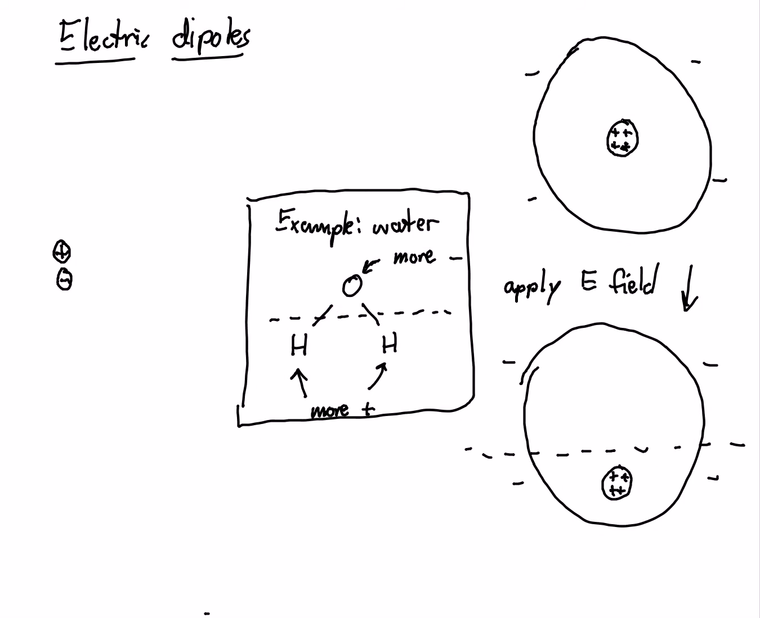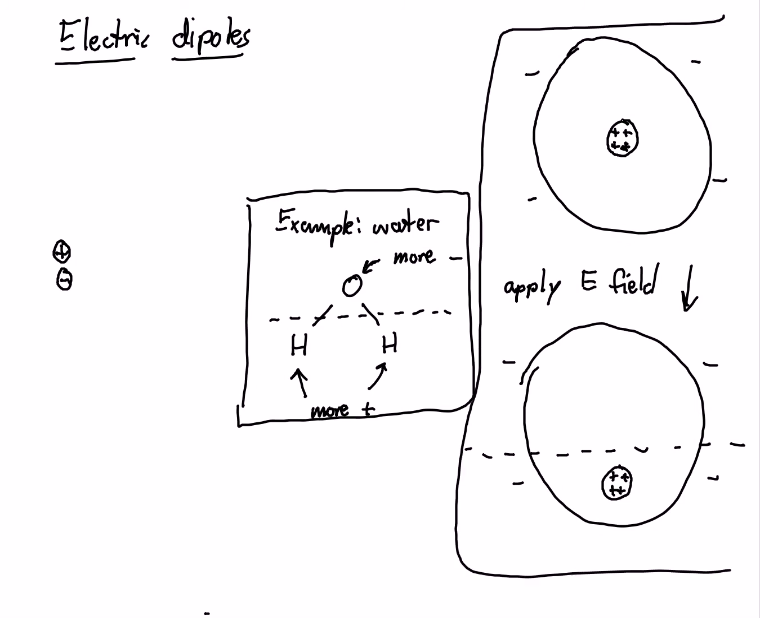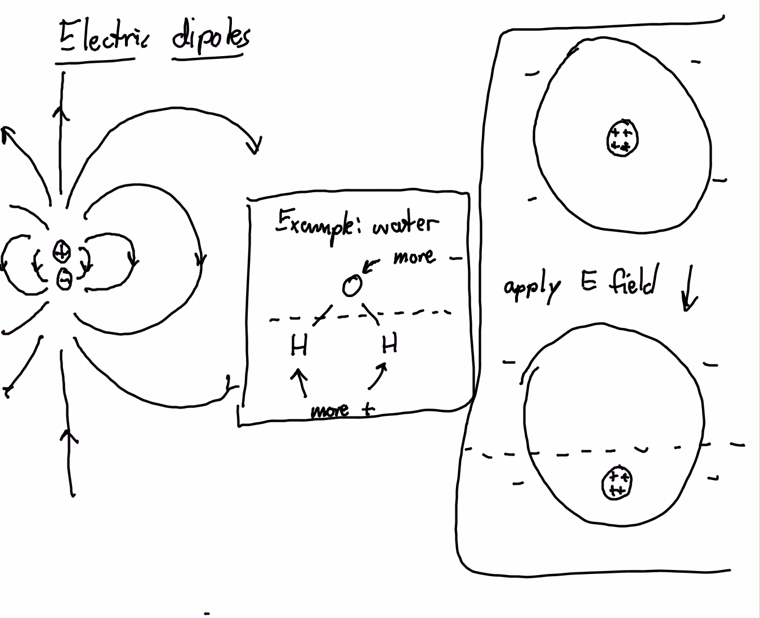Note that in all of these examples, the dipole has a net neutral charge. This is not an ion, it's just a neutral atom. The water molecule overall is neutral. So all of these can be modeled by equal and opposite charges a very small distance apart from each other.